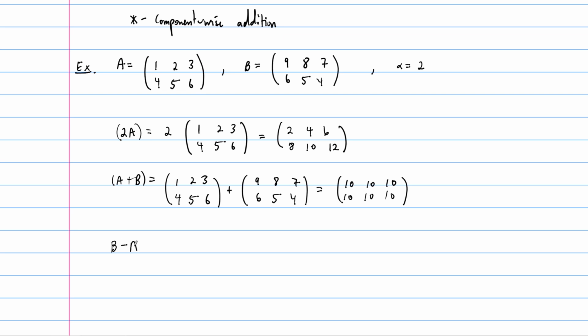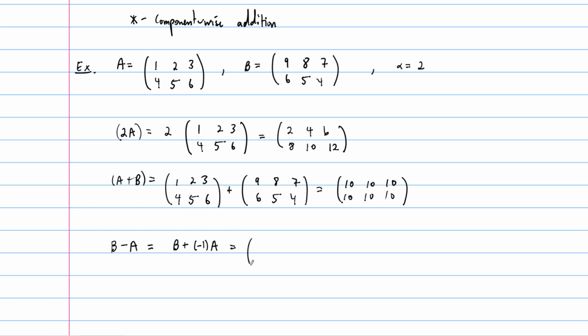Okay, before we get to the next item, what if we try to do something like B minus A? Can we do this if we have these two properties? And the answer is yes. So how do we interpret B minus A? Well, we consider this as B plus -1 times A. And so in terms of our matrices, it works exactly as you would expect, component-wise subtraction.